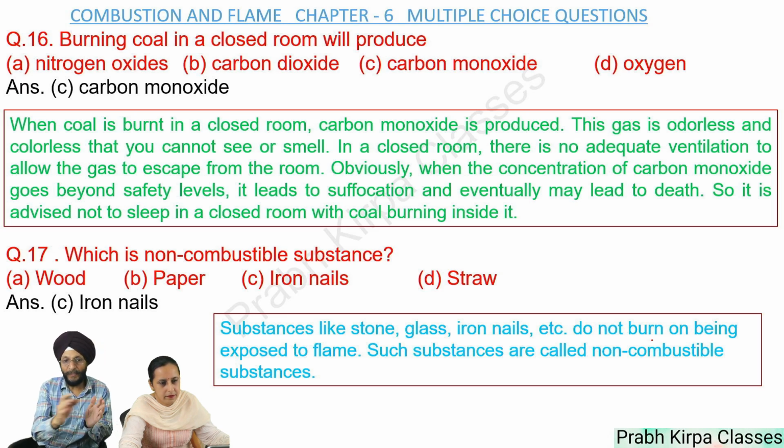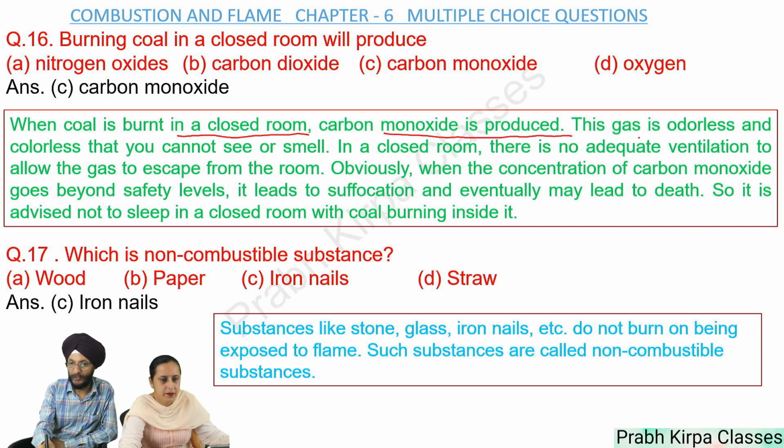We are giving here a complete explanation as to what will be the result of burning coal in a closed room. So far as science is concerned, we are reading it, not only for the purpose of education. We must also understand what may be the consequences, as in real life these situations often arise, when we read about the same in the newspapers and on TV. So what is that? When coal is burnt in a closed room, carbon monoxide is produced. This gas is odorless and colorless, so you cannot see or smell it.